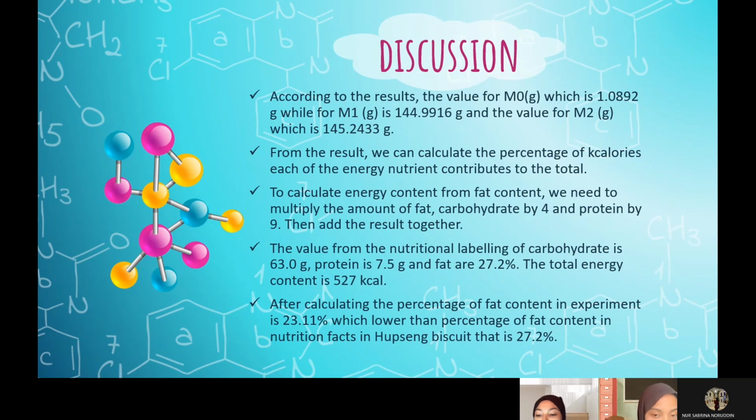And the last one is after calculating, the percentage of fat content in the experiment is 23.11%, which is lower than the percentage of fat content in the nutrition label of Hup Seng biscuits, that is 27.2%.